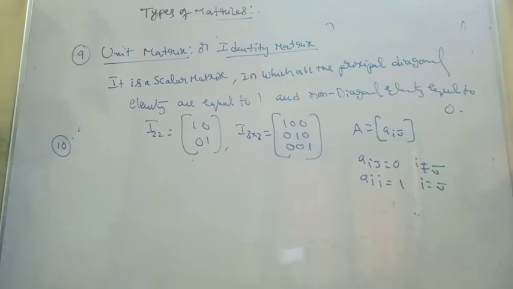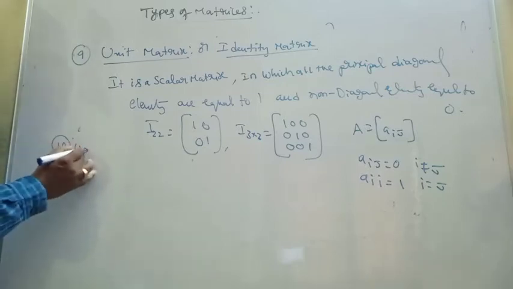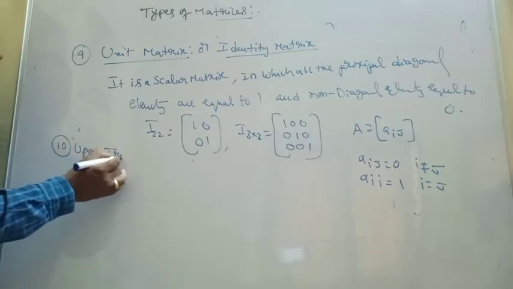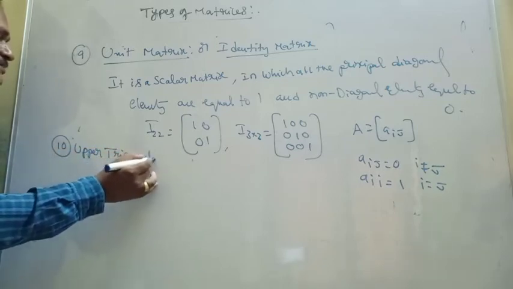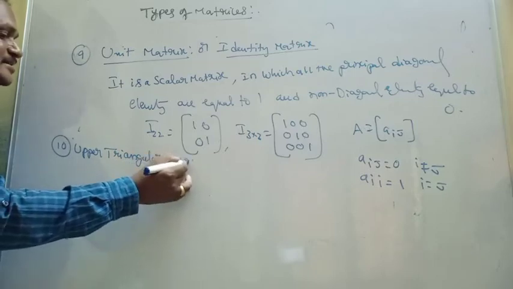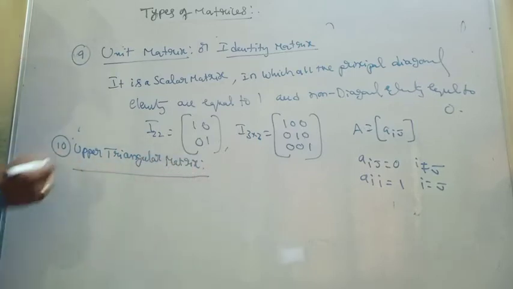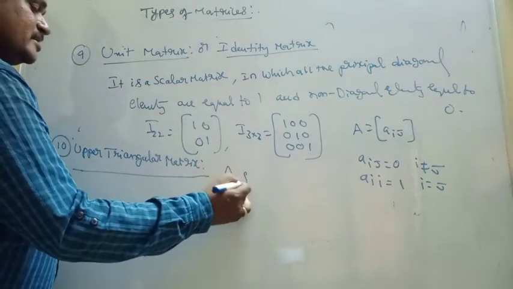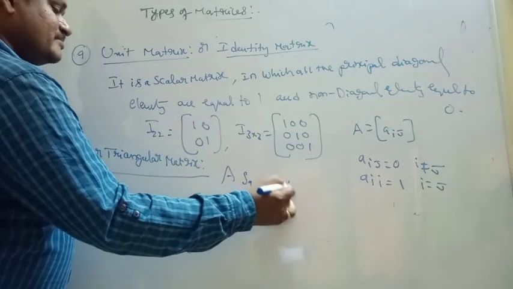Next, we have one more thing, what we call the upper triangular matrix. My dear students, you see how we are going to define the upper triangular matrix. A square matrix is said to be upper triangular if Aij is equal to 0 for all i greater than j. This is also a square matrix.